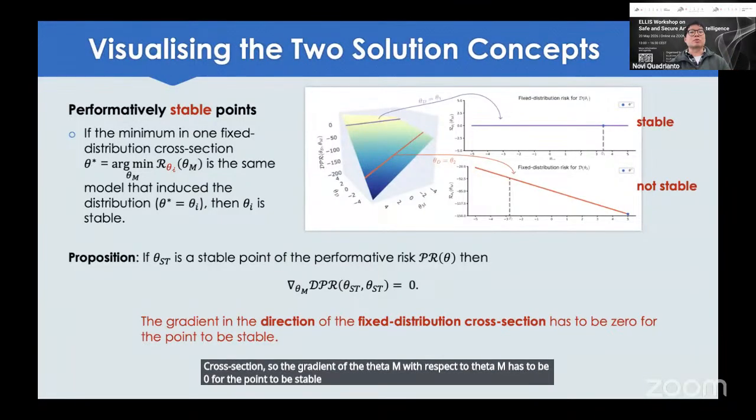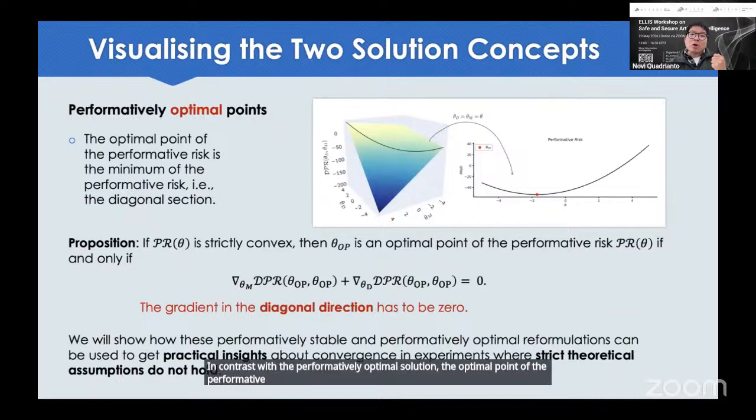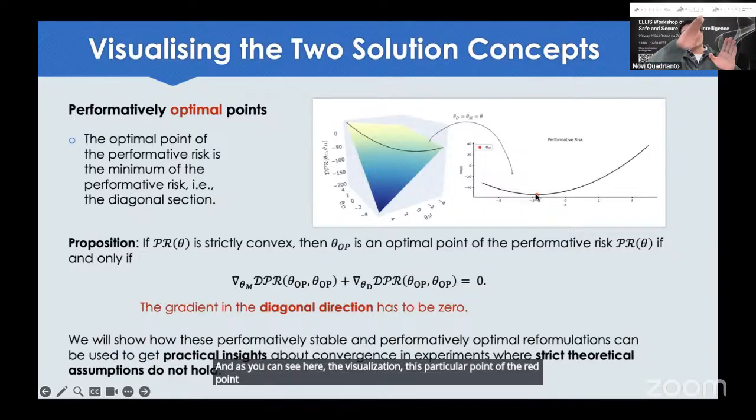In contrast, the performatively optimal solution, the optimal point of the performative risk, has to lie on this diagonal line, where theta d is equal to theta m. And as you can see in the visualization, this red point is the minimum along that diagonal. So that's why it's the performatively optimal point.